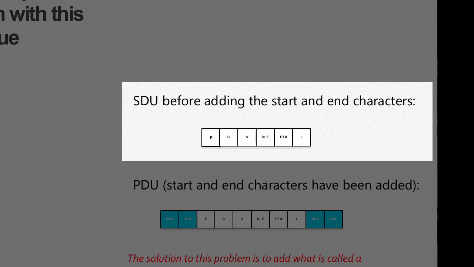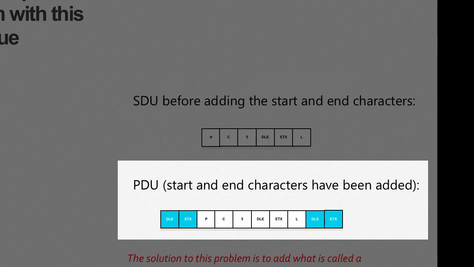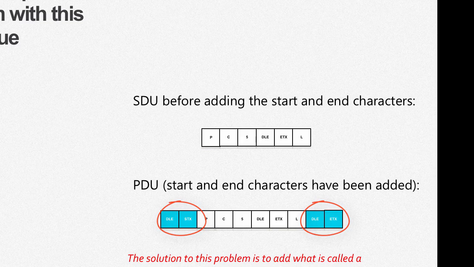Here at the top, you see the SDU before adding the start of text and end of text characters, and also the escape characters. On the bottom, you see the resulting frame in which the DLE-STX has been added at the beginning and the DLE-ETX has been added at the end. Notice, however, that because DLE-ETX appears in the text itself, in the SDU itself, layer 2 at the receiving end would be confused and would think that the frame actually is composed of only the three characters P, C, and 5.